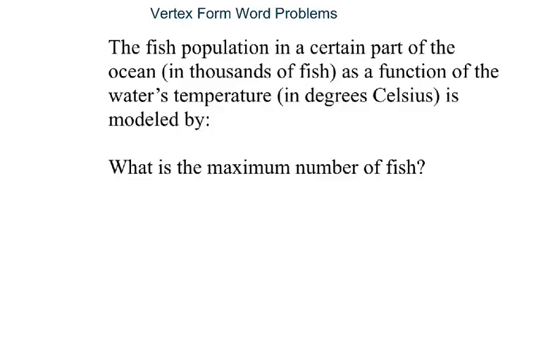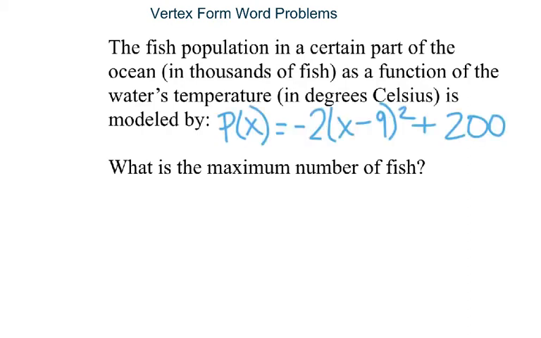Okay, so let's look at some word problems. So I'm going to pause the video just a minute. I'm going to let you read it. Okay, so there's a lot going on in this problem. The fish population in a certain part of the ocean, as a function of the water's temperature, is modeled by blah, blah, blah. Okay, so we are talking about two different things. We're talking about fish population, and we're talking about water's temperature.